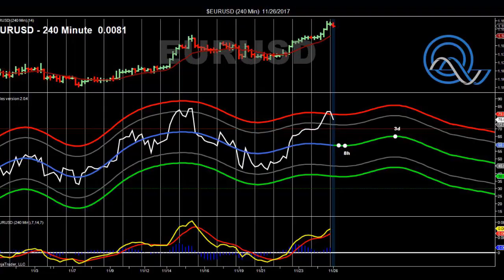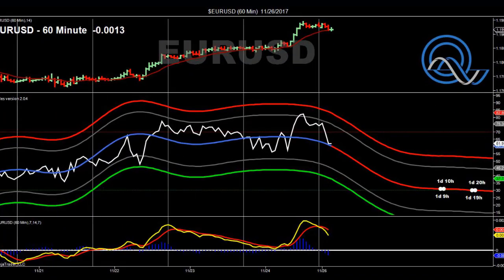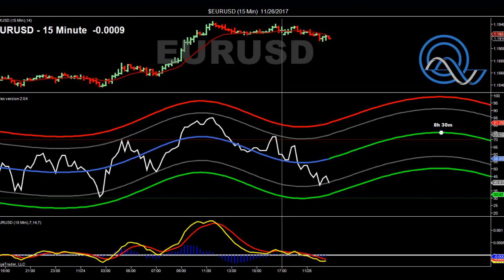Let's move down to the next time frame chart, which is the 60-minute chart. Coming into last night, I thought the euro was a little overdone on the upside, and we would see a correction. So things are looking bearish on the 60-minute chart. And then you would step even further down and take a look at the 15-minute chart.